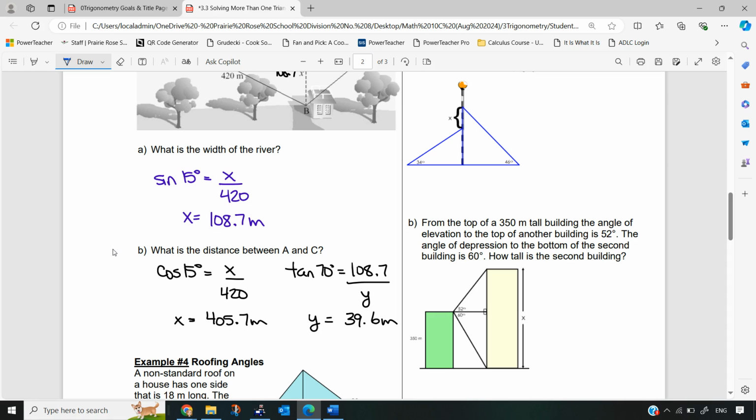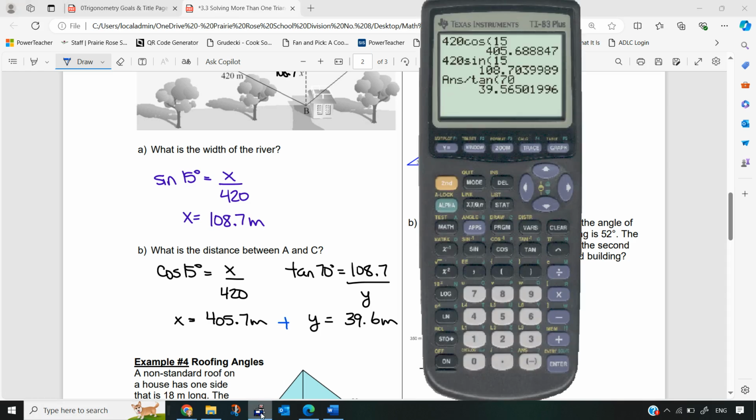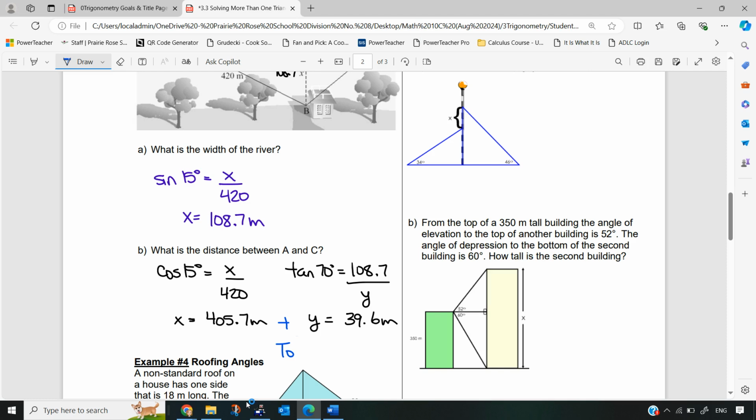My final step is to add those two amounts together. Again, on my calculator, notice that that 405 is a little bit further up, so I'm just going to hit the plus sign and then type in that number. And that's going to give me 445.3. Total will be 445.3 meters.